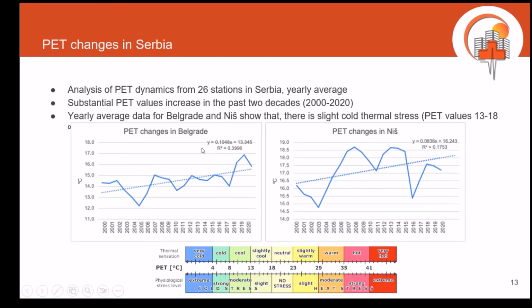So we averaged the data for each year. We took the coldest months and the hottest months, actually every month in the year, and then made the average. According to that average, we are having a slight cold stress on average, but that is not the case. The average data means nothing to us. What we can see here, and what is the most important, is that this trend line goes up. That means that this average data will actually go up in the future too. This is the case for Belgrade, this is the case for Niš too.